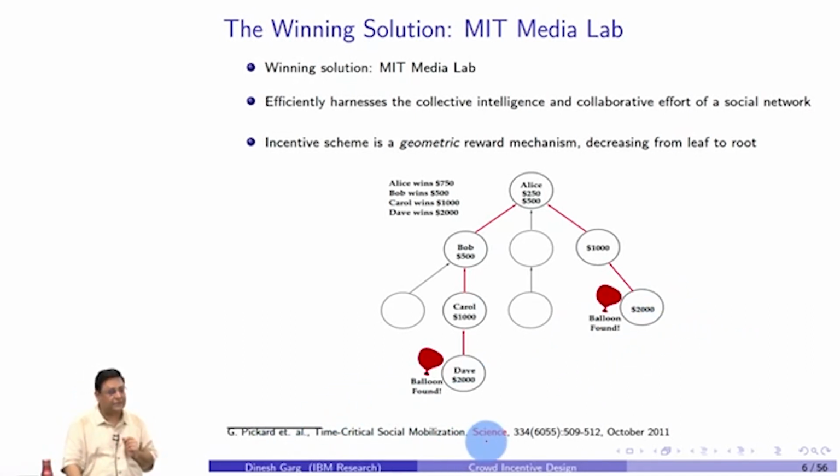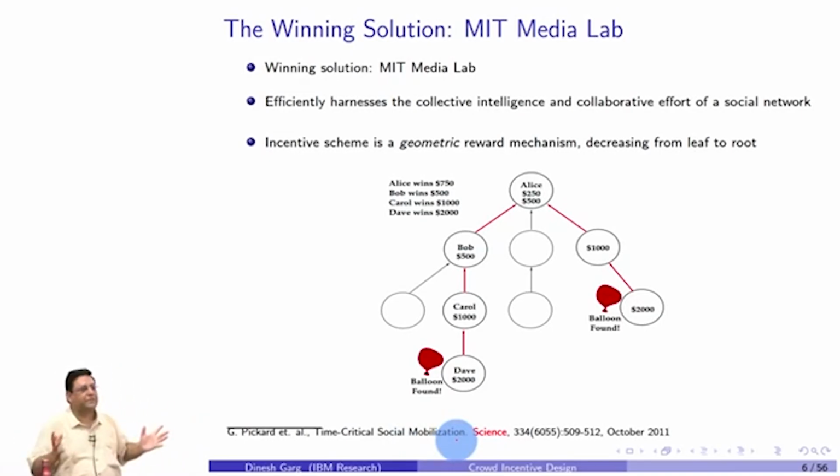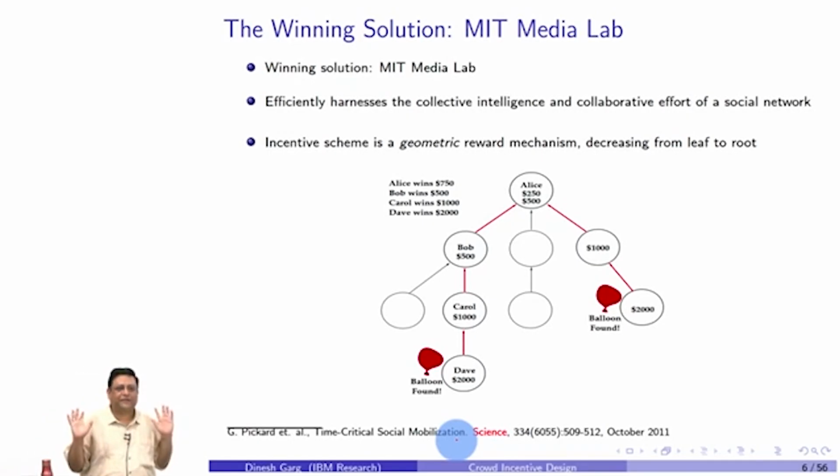This appeared in Science, one of the journals where everybody aspires to publish, if you are in engineering and sciences disciplines. The title is Time Critical Social Mobilization. How do you mobilize society for various time critical applications? Fantastic piece of work. It's nothing very fancy or clever or complicated. It's just a very smart technique, right? But it works.